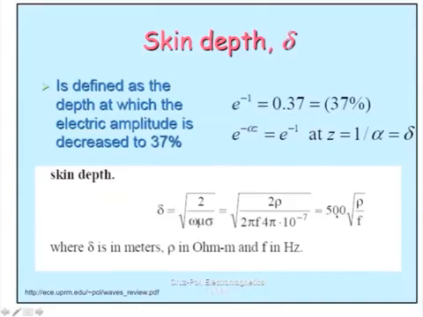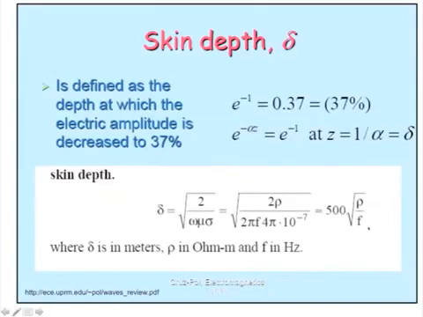The skin depth delta is going to be in meters, the resistivity is in ohm meters, and the frequency f is in hertz. You get about 500 times the square root of the resistivity rho divided by the frequency f.